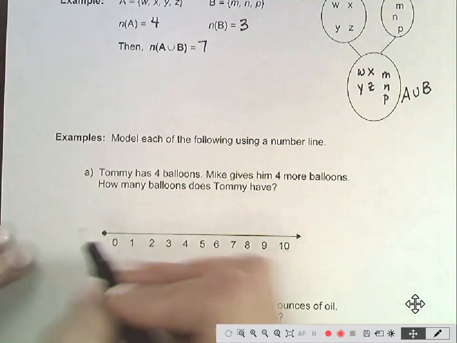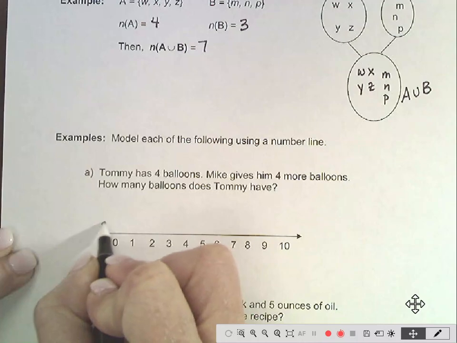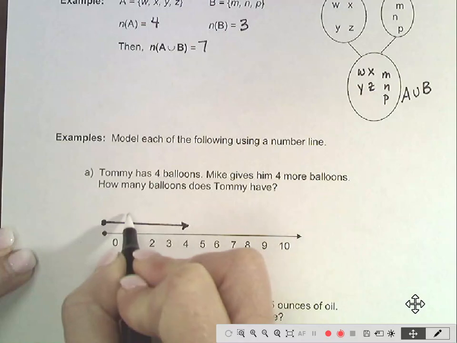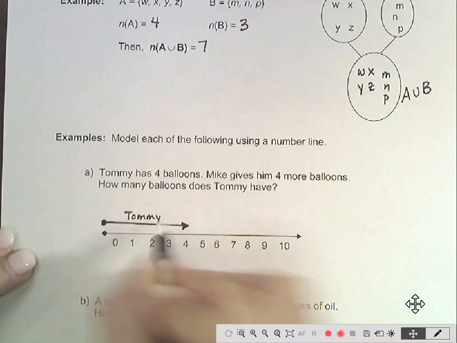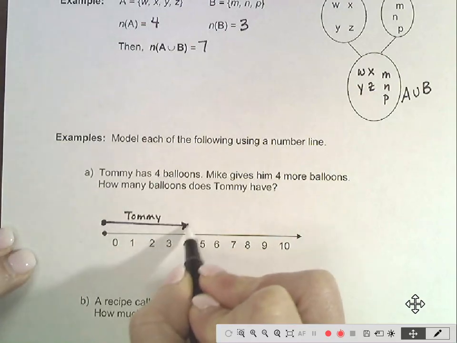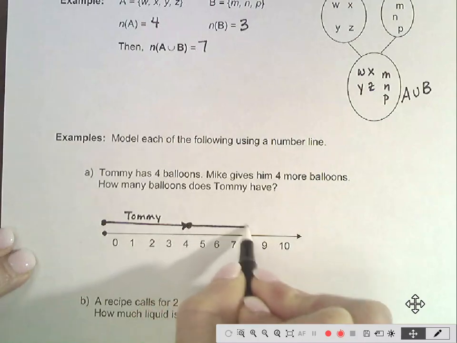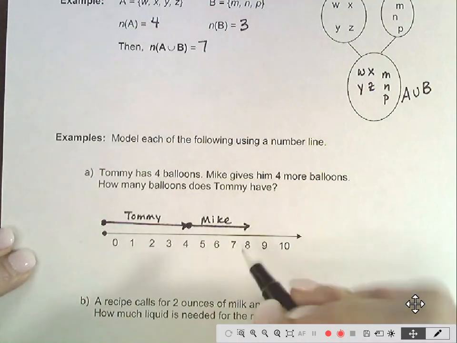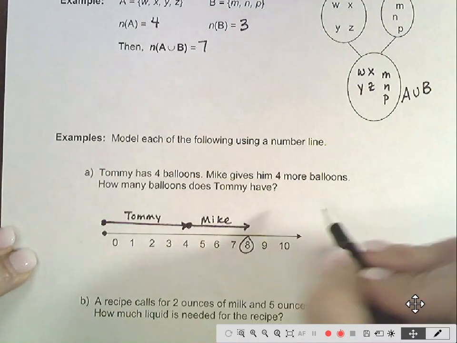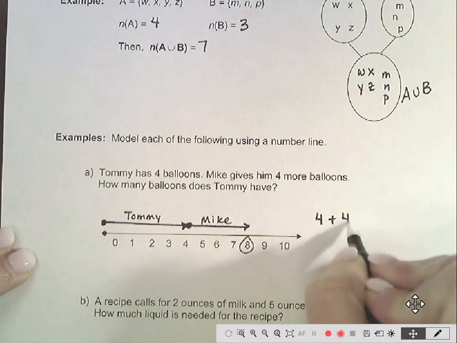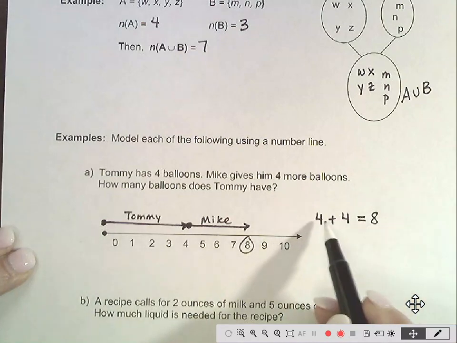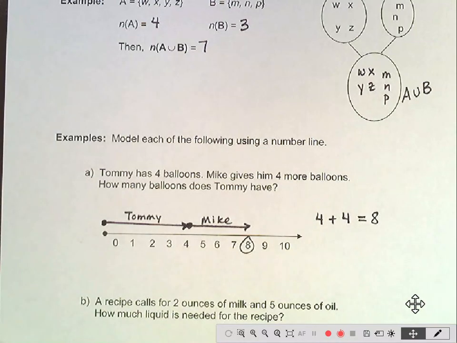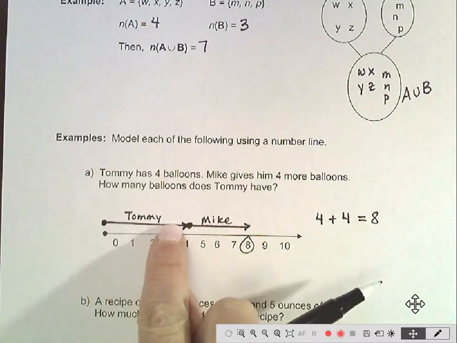So we start by looking at Tommy. So we'll start at 0. Tommy's got 4 balloons, so I'm going to draw a line up to 4. Right, this is Tommy. And then from there, Mike gives him 4 more. So from there, if we add 4 more, that would bring us all the way up to 8. And so what it shows us is that 4 plus 4 is equal to 8. So it's Tommy plus Mike is equal to 8. So that's a good way to model it on the number line. Make sure all the numbers are shown, the original 4 and then the 4 more.